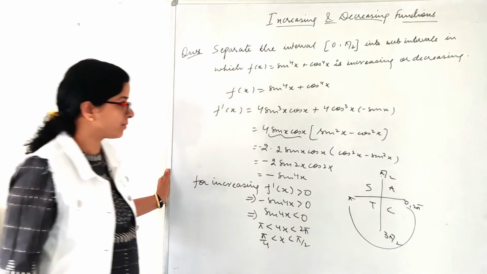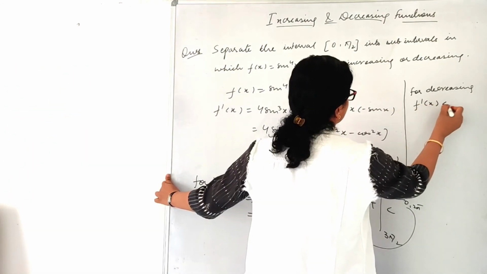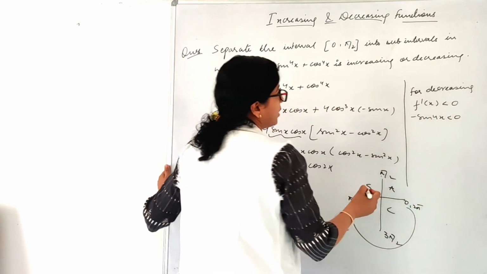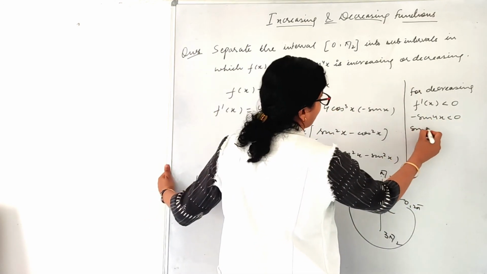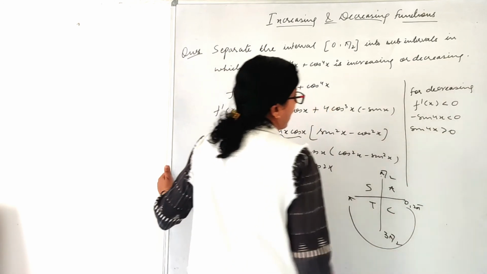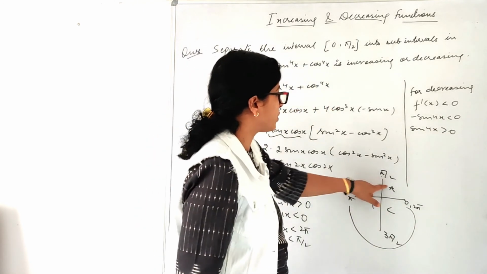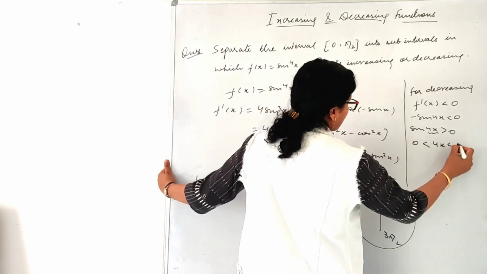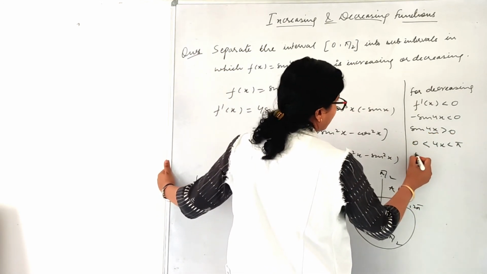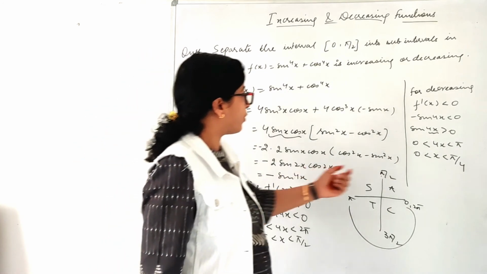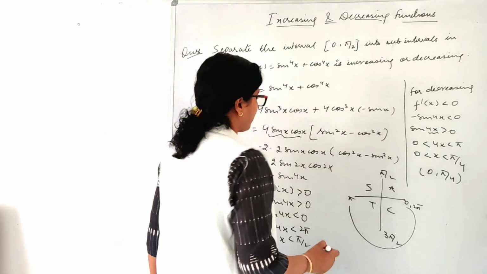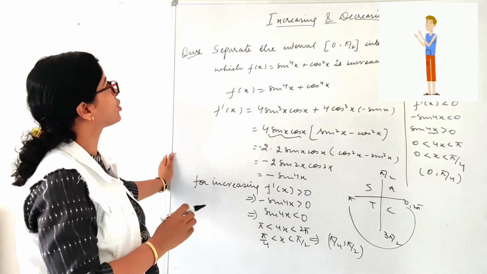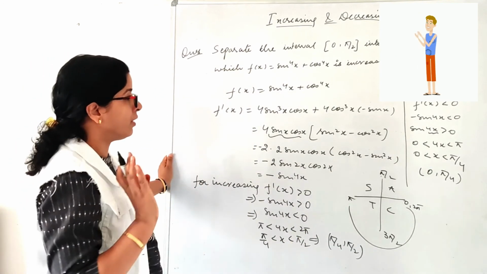For decreasing, f dash x should be less than 0. It means minus sin 4x should be less than 0, which implies sin 4x should be greater than 0. And the value of sin is positive in the first 2 quadrants. So I can write my 4x should lie between the first 2 quadrants. So the interval for decreasing is, and for increasing it is. So these are the subintervals in which f(x) is increasing or decreasing.